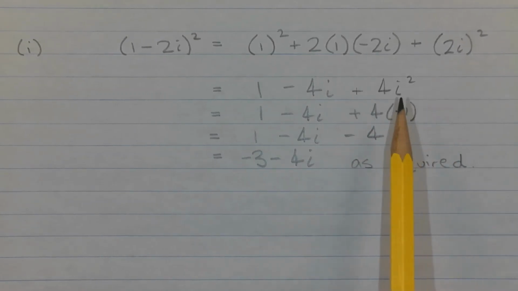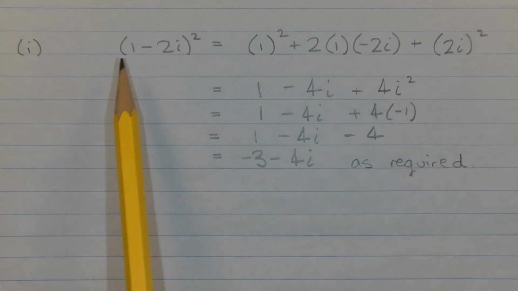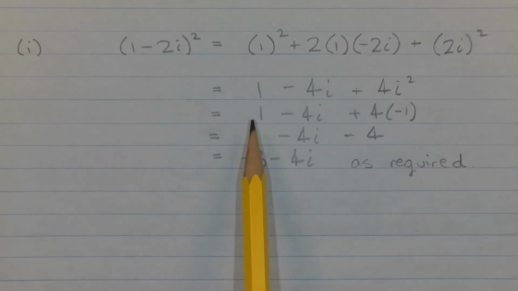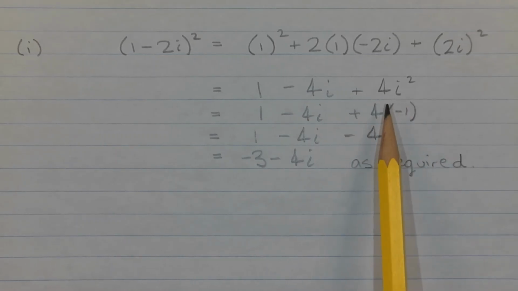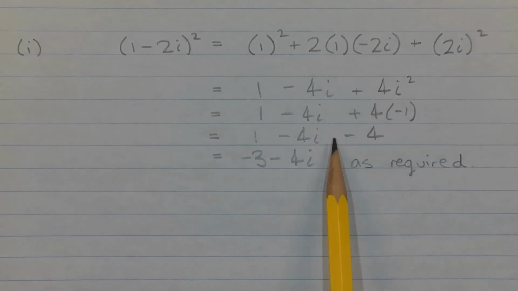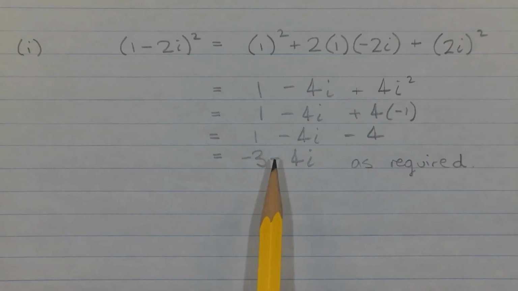Now recall that i squared is equal to negative 1. So (1 minus 2i) squared is equal to 1 minus 4i plus 4 times negative 1. And 4 times negative 1 is equal to negative 4. So the expression becomes 1 minus 4i minus 4. Collecting like terms, we get negative 3 minus 4i as required.